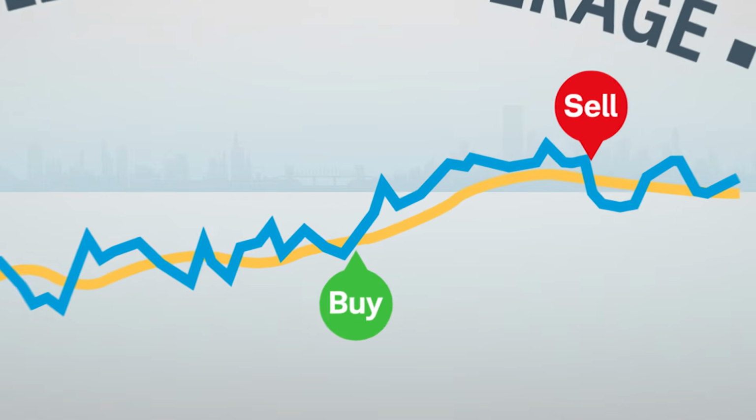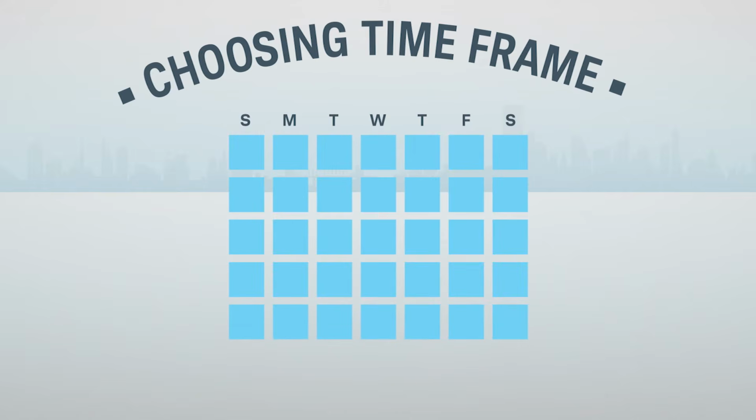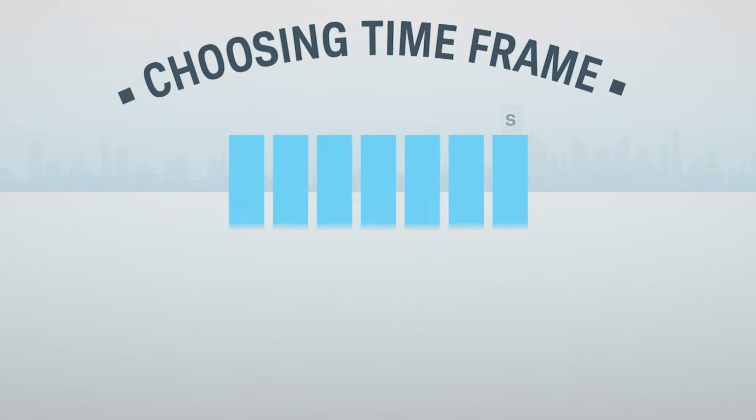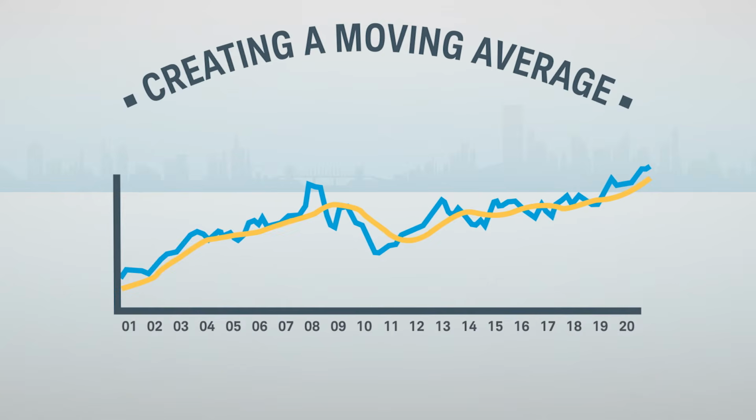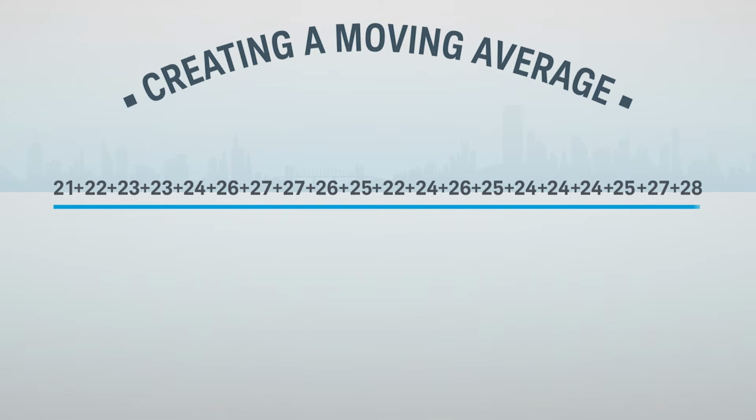To create a simple moving average chart, start by choosing a time frame. A time frame can be any period of time, including a day, a week, or even a month. For this example, we'll define a period as a day. Let's create a moving average using a 20-day chart. We'll take each day's price and add them together. Then we'll divide that number by our time frame number, which in this case is 20.